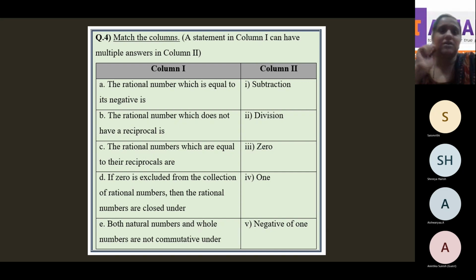Now the heading is match the columns. A statement in column 1 can have multiple answers in column 2, and you can use the same answer again for the others. We have 5 incomplete statements in column 1. You'll have to complete those statements with the correct option or options in column 2, and you can use an option more than once. Am I clear, children? I'll get back in 2-3 minutes. Keep the answers ready for this.